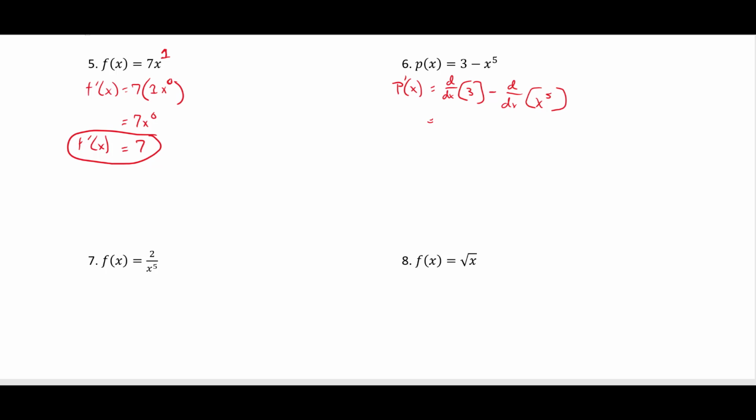I don't like saying it that way, but 3 prime, or the derivative of 3 with respect to x. So if we think about it, what type of function is 3? It's a constant. We're using our constant rule. Derivative of any constant is 0.